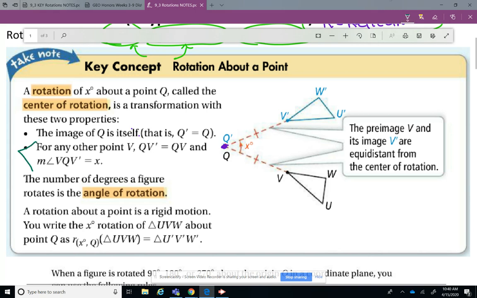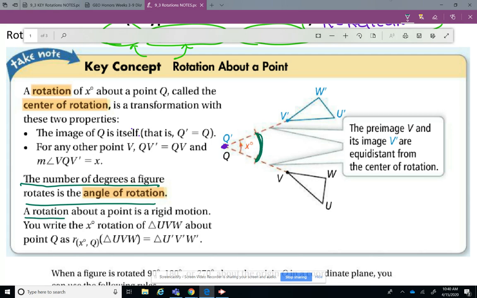And this point right here is saying that the measure of angle VQV prime, so I'm going to do that in green, this angle right here, that's going to be your degree of rotation. Okay, that's going to be maybe 45 degrees for this one. We're just kind of guessing. All right, the number of degrees a figure rotates is called the angle of rotation. So this is the angle of rotation.